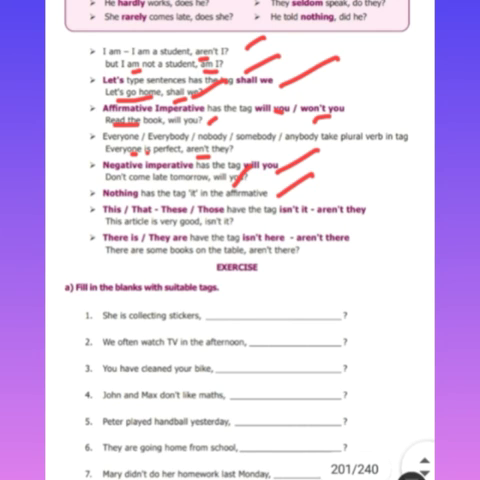This, that, these, those have the tag isn't it? Aren't they? This article is very good, isn't it? These mangoes are tasty, aren't they? There is, there are, have the tag isn't there, aren't there. For example, there are some books on the table, aren't there? There is a pen on the table, isn't there?